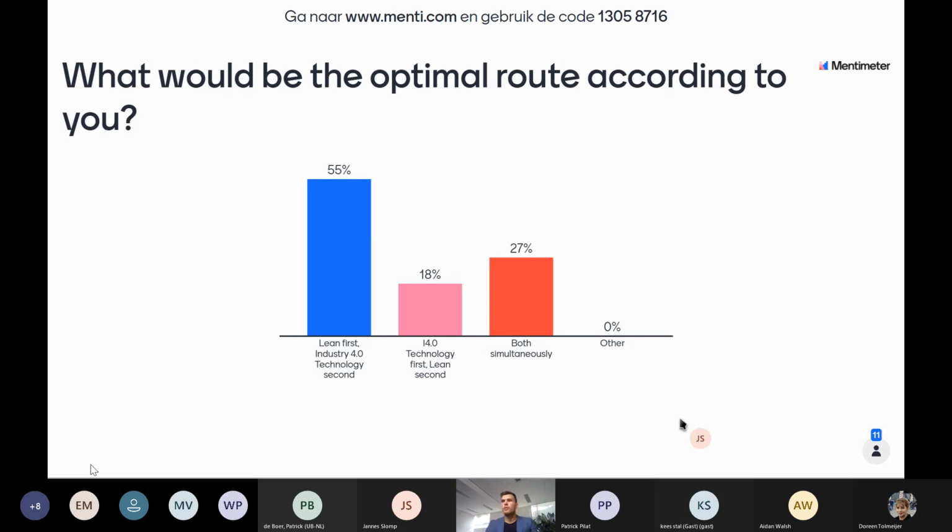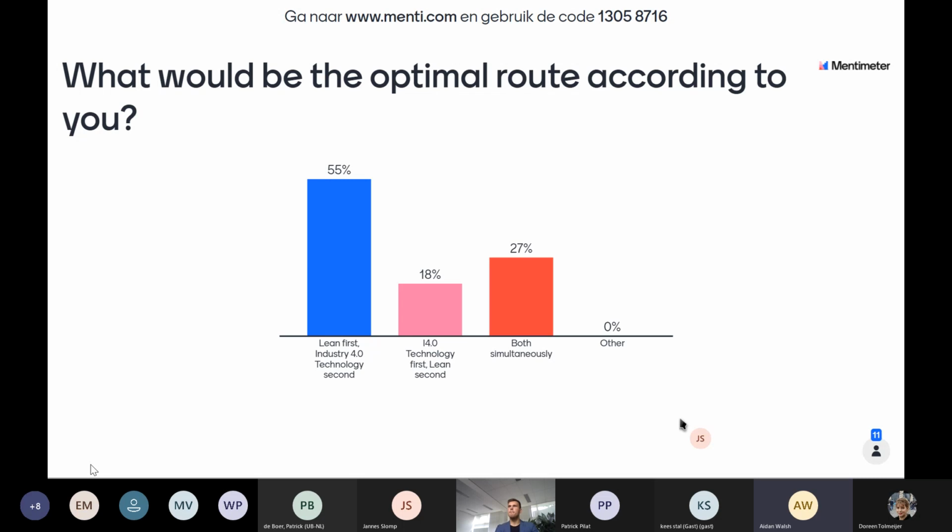And Aidan Walsh, what was your option, and would you like to elaborate on why you chose that trajectory? Sure, yeah. Just to introduce myself, my name's Aidan Walsh. I'm a lecturer in management studies at Waterford Institute of Technology and also involved in a research centre that we just recently received funding for, looking at Lean Industry 4.0.